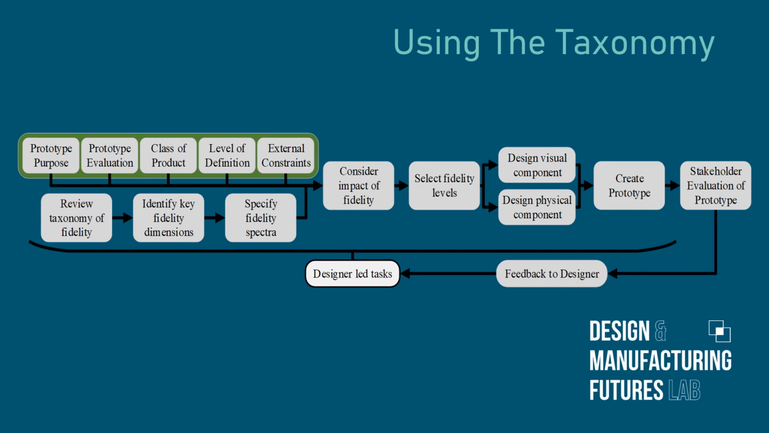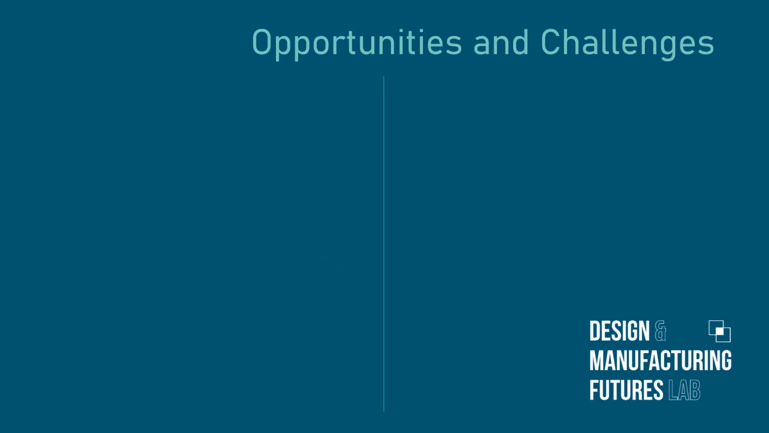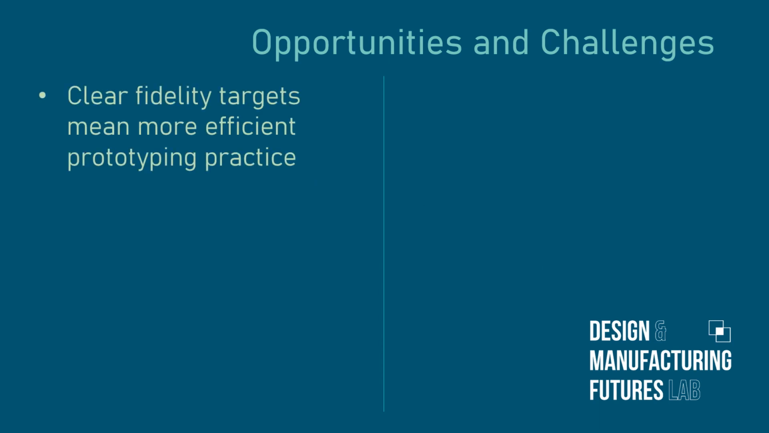By following this pipeline, prototypes can be made to exactly the required fidelity, with extra time and resources not wasted developing aspects of the prototype that are less important. To summarize, as mentioned previously, a clearer understanding of the required fidelity profile of a prototype will lead to more efficient prototyping. Additionally, the language used in this taxonomy could also be used to assist communication when evaluating the prototype.